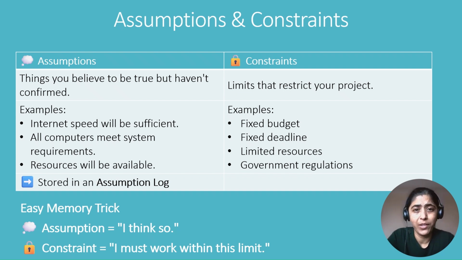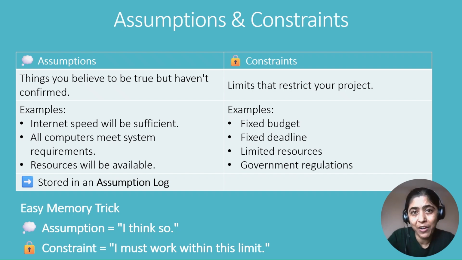Now let's look at constraints. Constraints are limitations within which a project must operate. Unlike assumptions, constraints are facts that cannot be easily changed. For example, a project may have a fixed budget, a strict delivery deadline, limited resources, or government regulations that must be followed. These restrictions influence every project decision. Think of it this way: an assumption is something you believe, while a constraint is a limit you must work within.